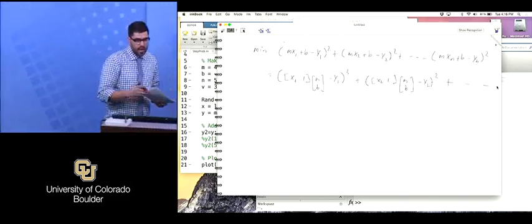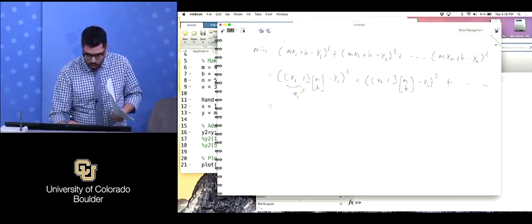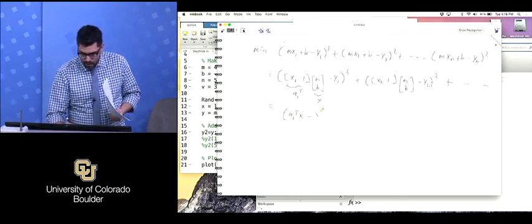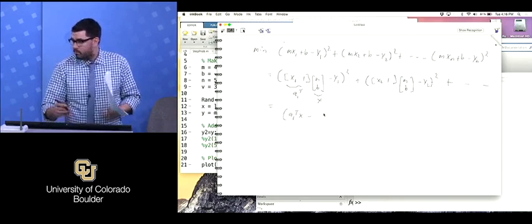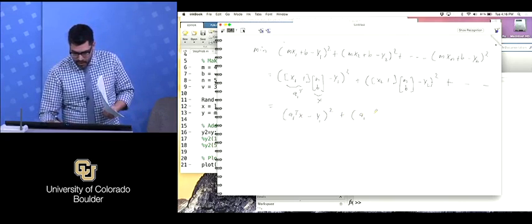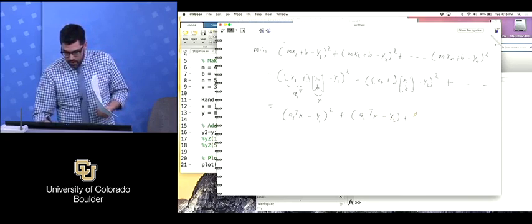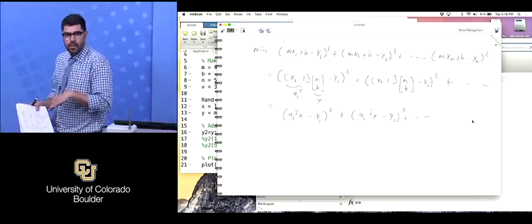Okay? So now, would you agree that this is equal to, and I'm going to call this vector A1 transpose, and I'll call this x. So this becomes A1 transpose x minus y1, squared, plus A1 transpose x minus y2, plus dot, dot, dot, all the way to there. Are you okay with that?